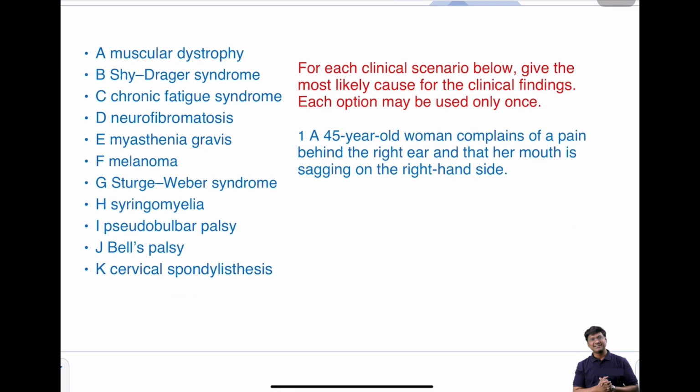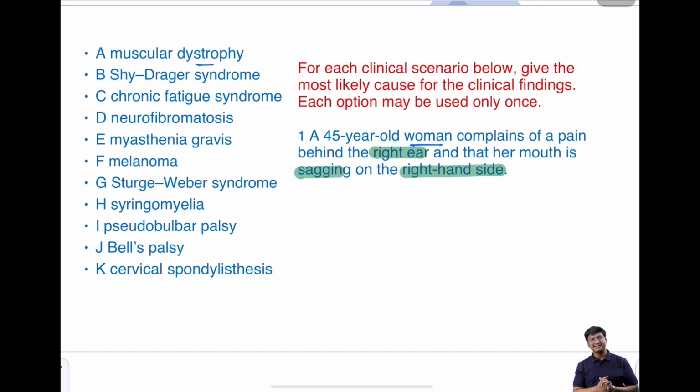The first clinical scenario is a 45-year-old woman who complains of pain behind the ear and that her mouth is sagging on the right hand side. So this is the clinical picture. Among the options which have been given to you, what is the true statement or what is the diagnosis? The options I'll read once.